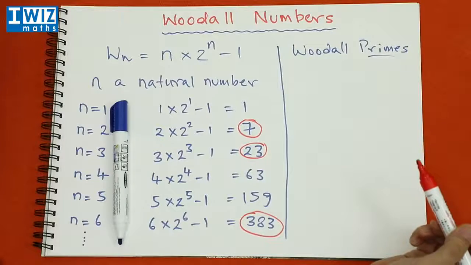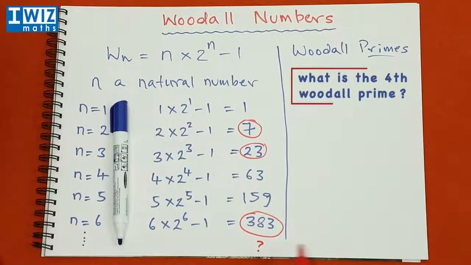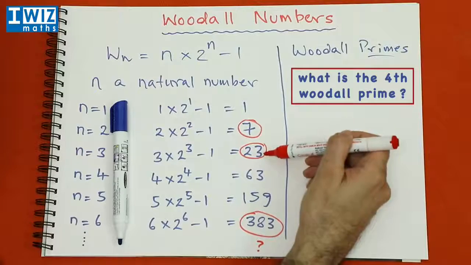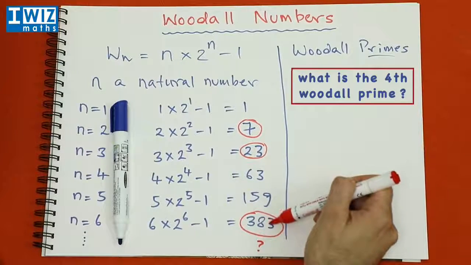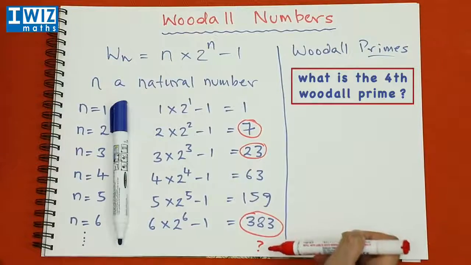And we're going to leave you with a question. The question we're going to leave you with is, what is the next Woodall prime? So 7 is the first one, 23 is the second one, 383 is the third one. What is the fourth Woodall prime?